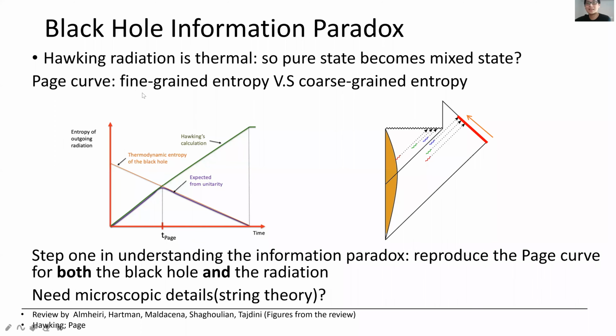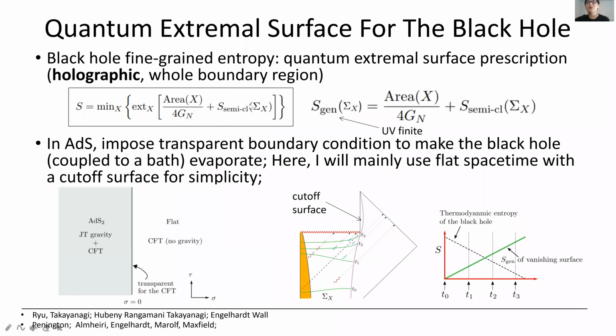It's long believed that to reproduce these two curves, because we are calculating some fine-grained entropy, which seems to need the exact quantum state, we probably need microscopic details like UV completion, like string theory or whatever UV completion it is, to understand this problem. However, last year the main breakthrough is that even within semi-classical gravity, you can see how to reproduce these Page curves. So we have a very powerful way to calculate fine-grained entropies. The first rule is from holography. First of all, I will talk about how to reproduce this fine-grained entropy for the black hole.